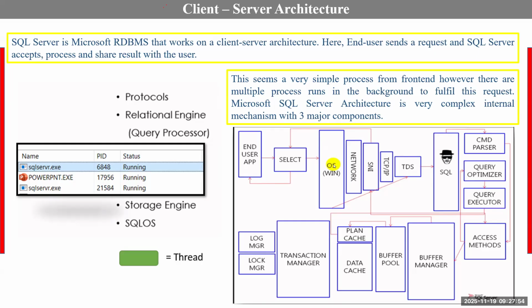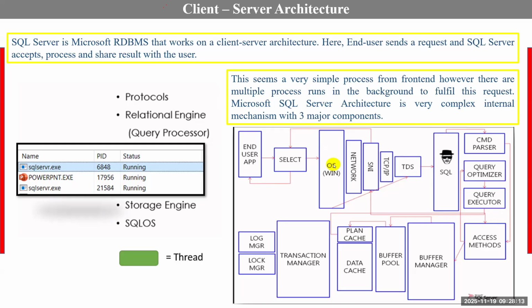You need not explain the protocol layer and all that. Start with: SQL Server follows a client-server architecture. When processing any request, it goes from the network layer to the DB engine. In the DB engine, there are two engines: the relational engine and the storage engine.